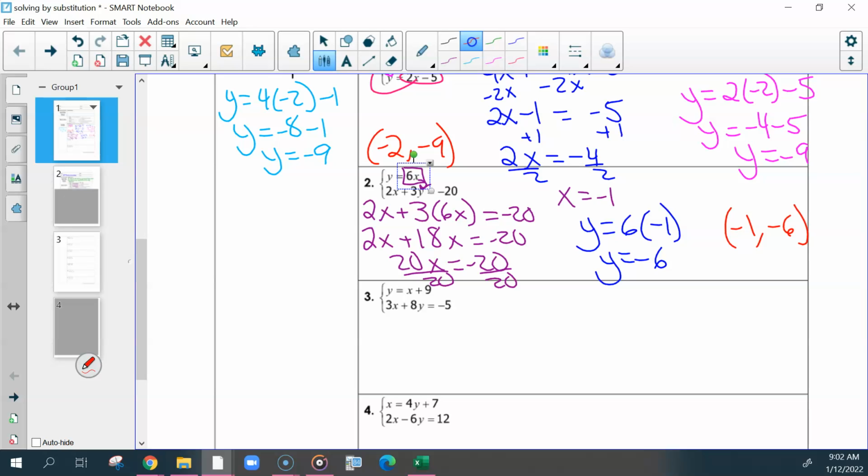How do you get one? Sorry, how did I get what? Like how did I get this part? Yeah, I just looked at this equation, the one they gave me. Okay. Yes, Sabina.